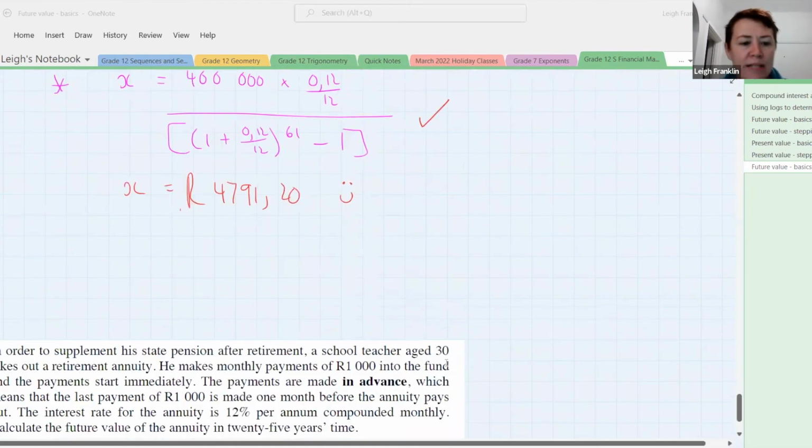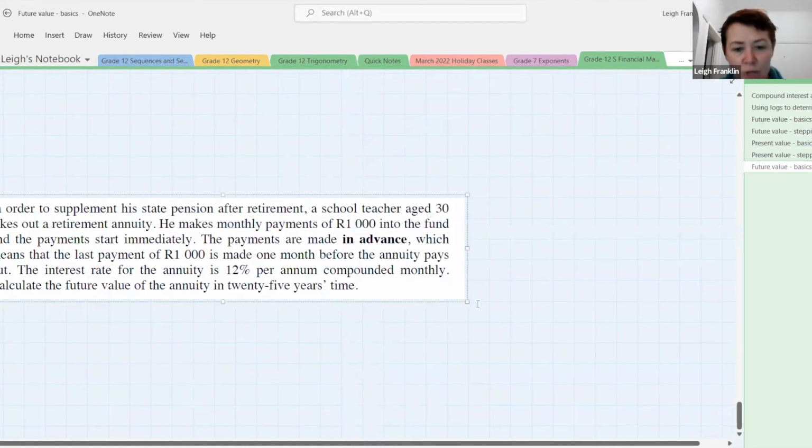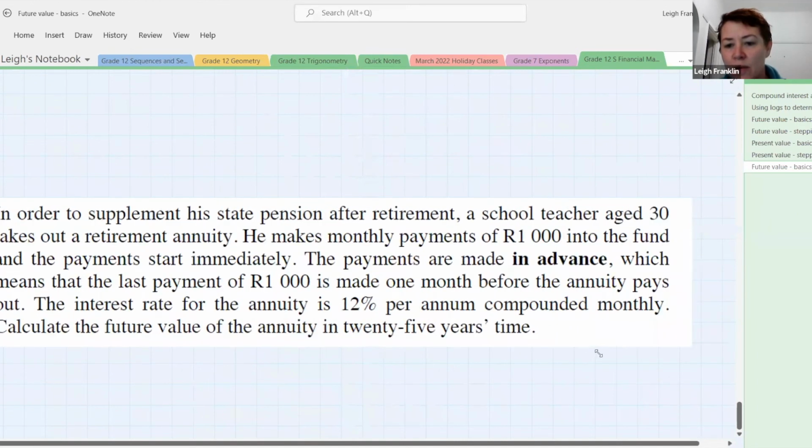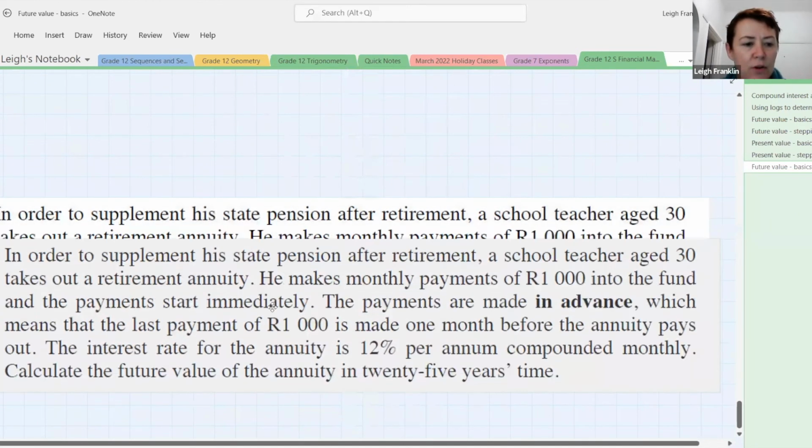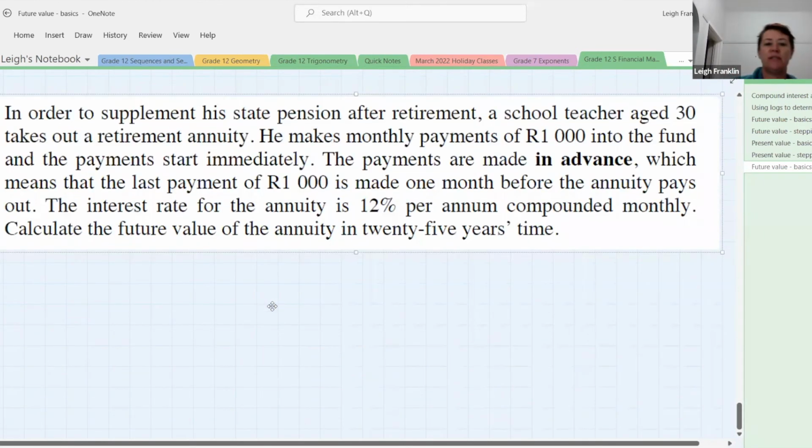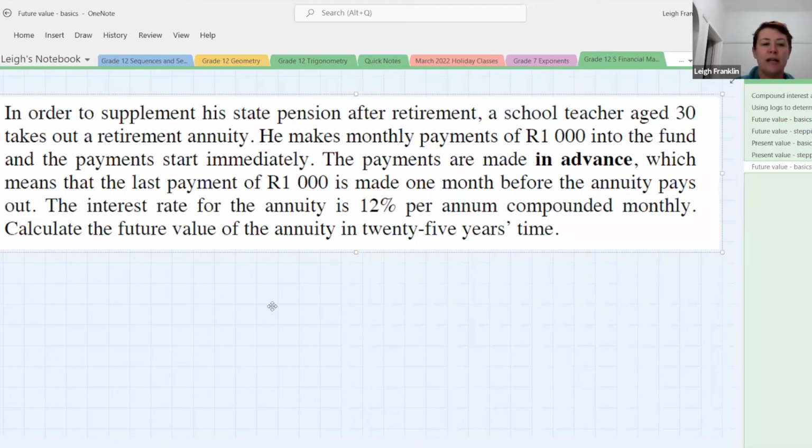Okay, all right, well, let's have a look at yet another situation, because there's so many different things that we can do. All right, so let's just have a look at this. In order to supplement his state pension after retirement, a school teacher aged 30 takes out a retirement annuity. So the minute you see takes out a retirement annuity, we immediately start thinking future value, because he's saving money and it's the same amount of money every single month. Okay, so it's a savings or an investment.